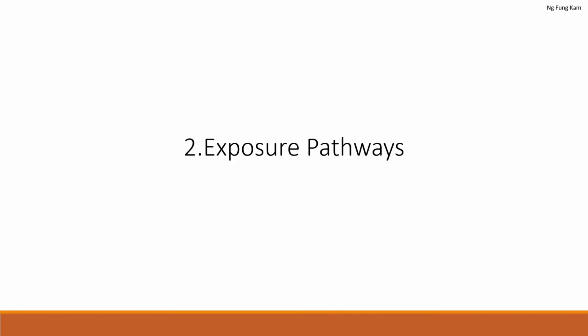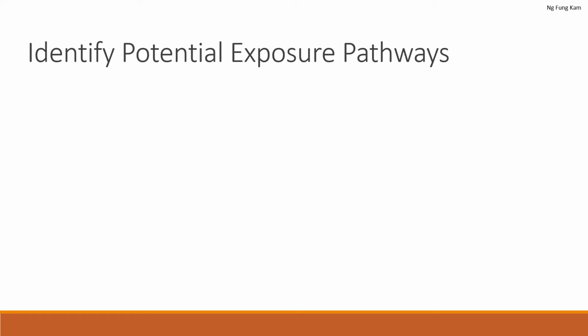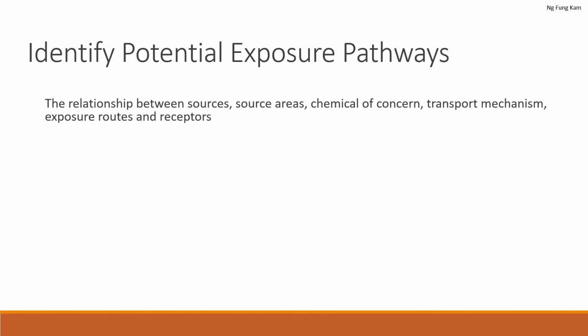Thank you, Yona. Now it's time for me to introduce the exposure pathways. What is the exposure pathway? The definition is that the exposure pathway is the route a substance takes from its source to its endpoint, and how people can come into contact with it. Firstly, in order to identify potential exposure pathways, there is the relationship between sources, source areas, chemicals of concern, transport mechanism, exposure routes, and receptor.